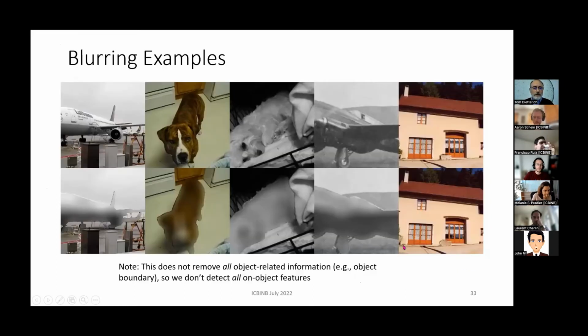Here are some examples of the original images and their blurred versions. This doesn't detect all object-related features, because obviously the outline of the object is still very clearly, crisply present in the image. So if there are shape features, they might be measuring something about the object but be unaffected by the blurring. But any feature whose activation changes when we blur the object must be measuring something about the object.